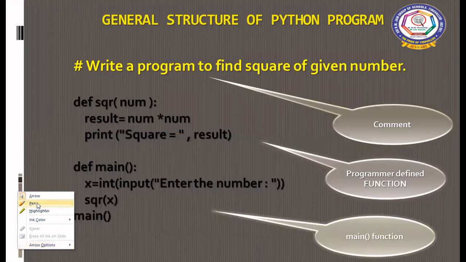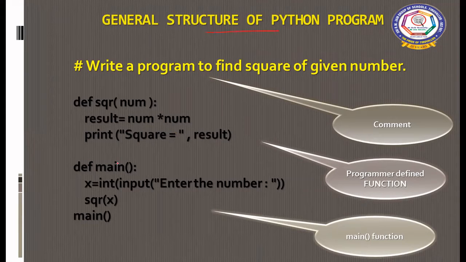Here is a sample program showing the structure of your Python program. This is a program to find the square of a given number. Here we have specified a hash, which means this statement will not be read by your Python interpreter, as it is specified as a comment. The next is def. A function will always start with def. Here we have two functions, str and main, and these two functions end with a colon.